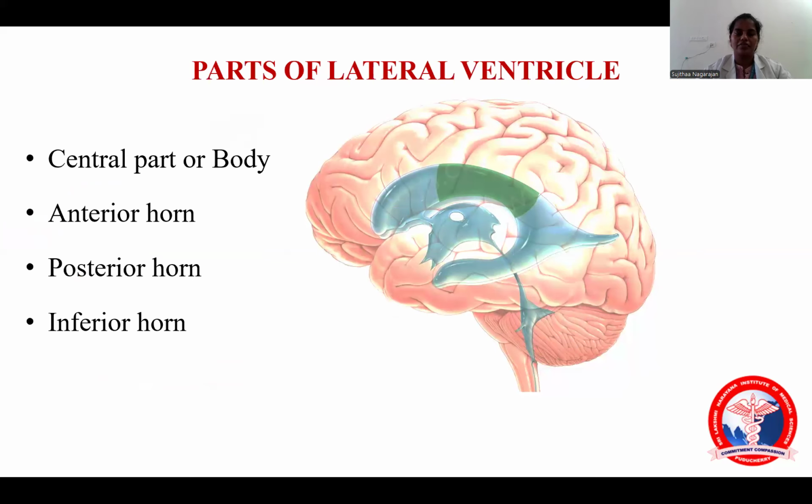Now parts of the lateral ventricle, we have got four parts: the central part or body, an anterior horn, posterior horn, and inferior horn. So as we can see, the anterior horn is present within the frontal lobe. Body is present within the parietal lobe. Posterior horn is present within the occipital lobe. And the inferior horn is present within the temporal lobe.